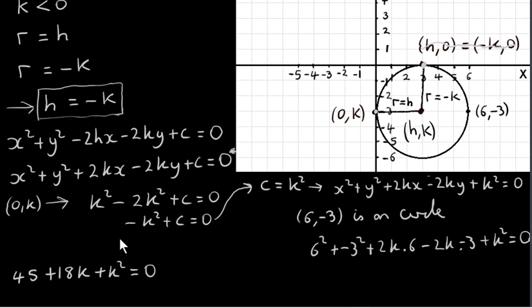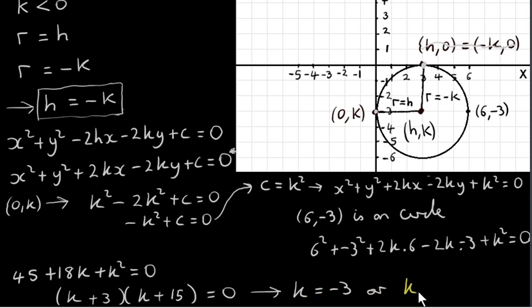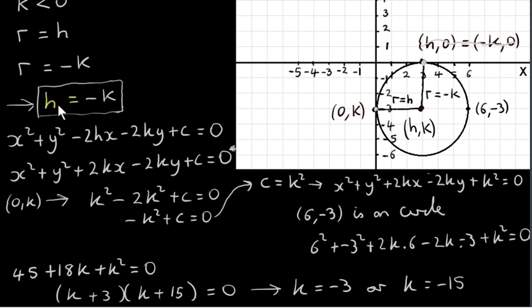So simplifying all this, we get this quadratic equation in k. So let's solve this equation. If we factorize this equation, we get k plus 3 times k plus 15 equals 0. So that leads us to k equals minus 3 or k equals minus 15. Well, we can see from the picture that k equals minus 3. We know that h equals minus k, so if k is minus 3, it means that h equals plus 3. So the center of this circle here is 3, minus 3.